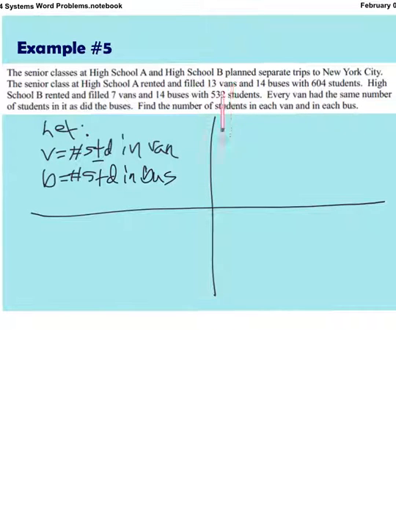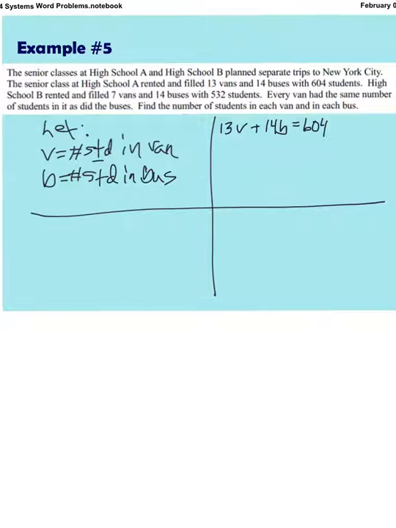All right, so if I know how many kids were in a van, I could multiply that by 13 to get the total number of kids in all the vans. And if I knew how many kids could be on the buses, I could multiply that by 14 and then add them together to get to that 604. Since we don't know them, we're going to use V and B. So our first equation to solve for high school A is going to be 13 times V as in Victor plus 14 times B as in boy equals 604.